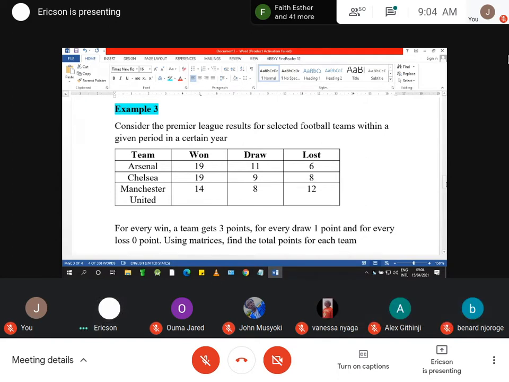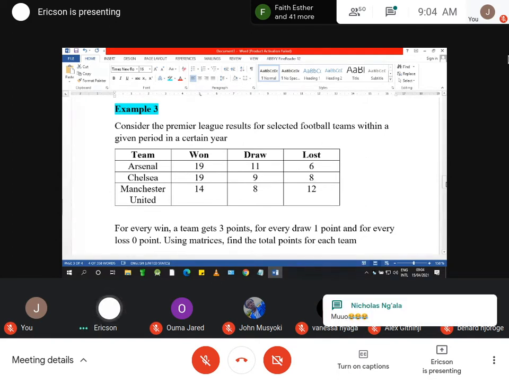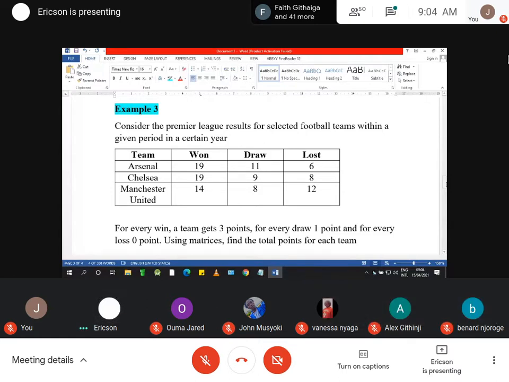But for now, how the question is asked. Arsenal won 19 matches, drew 11 matches, and lost 6 matches. Chelsea won 19 matches, drew 9 matches, and lost 8 matches. And then for Manchester United, the results here are 14 wins and 12 losses.